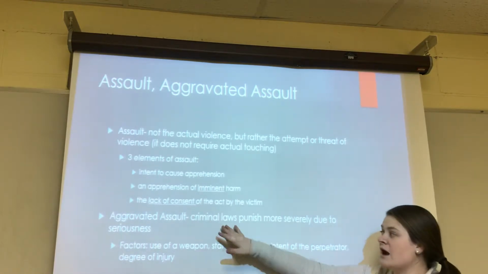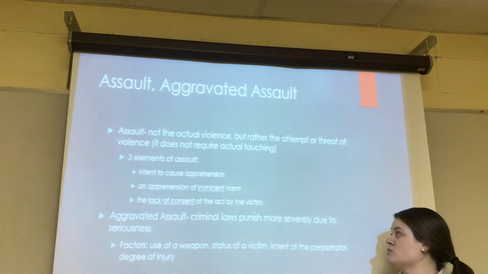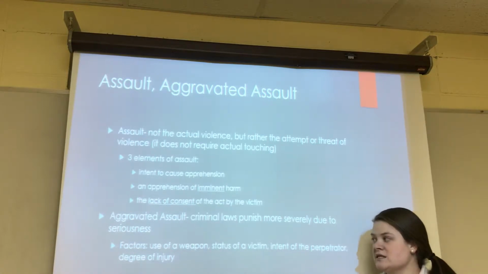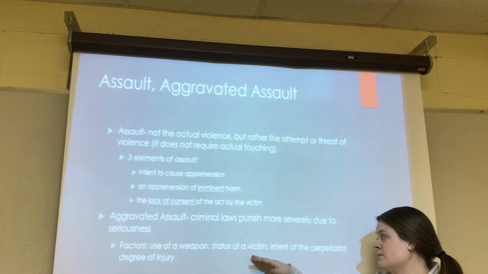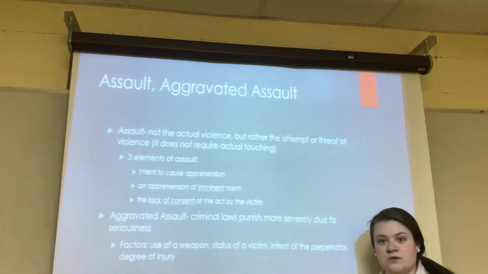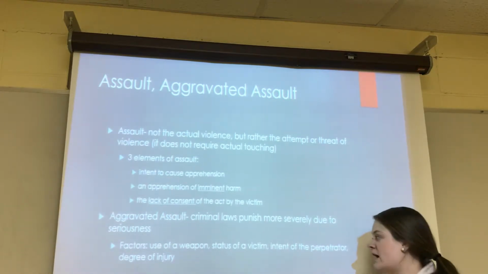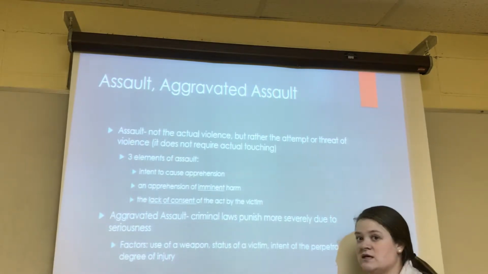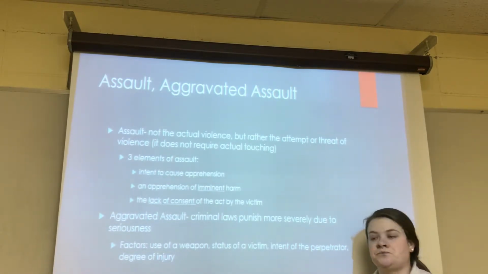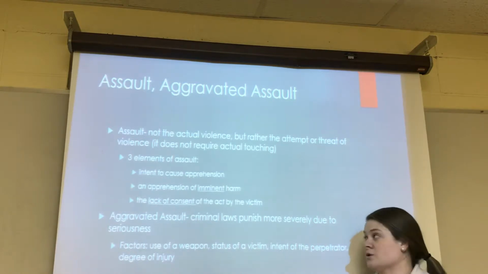Is important. And then aggravated assault, criminal laws punish more severely due to the seriousness. So this is another level. So maybe a weapon, the status of the victim, so maybe like a child or something like that. And then intent of the perpetrator, and then the degree of injury involved after, whether that's mental or later physical.